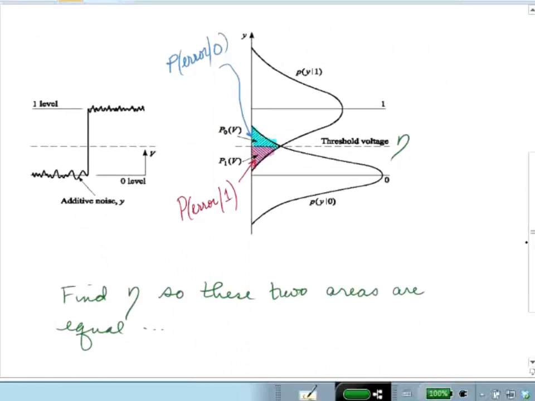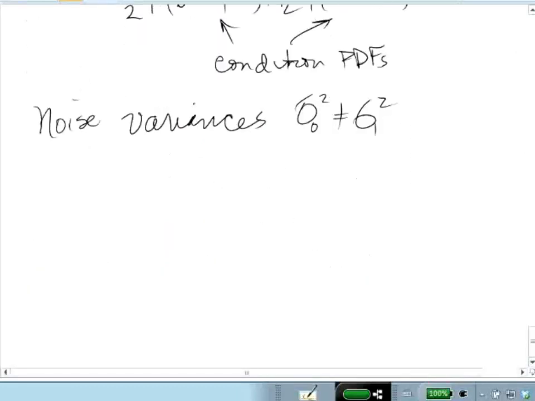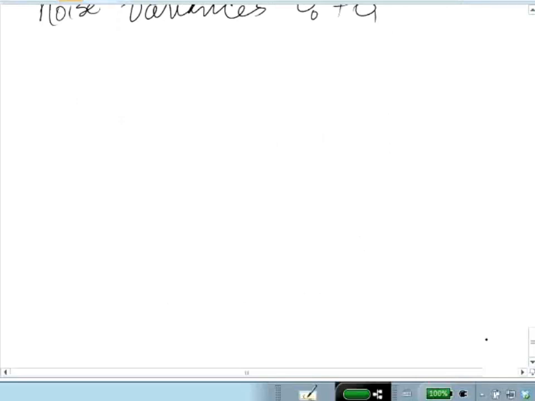But the strategy remains the same. We would like to find a threshold such that the probability of error given a 0 sent is equal to the probability of error given a 1 sent. And that would be the optimal threshold. So how do we find that in this case where these two variances are not the same? And this is a little trickier.